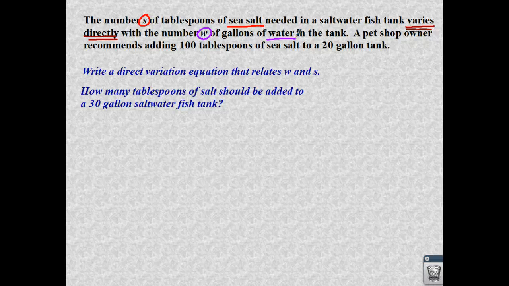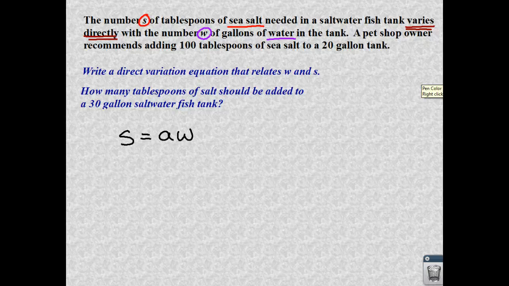Okay, so what do I have first? S is equal to your constant rate of change, which I don't know yet, multiplied by the W water. Okay, and it says that right up here. S varies directly with W, and S is the sea salt and W is the water. So if I want to find out this rate of change with what the recommendation of the pet shop owner is, I'll plug in my given information into my direct variation equation.